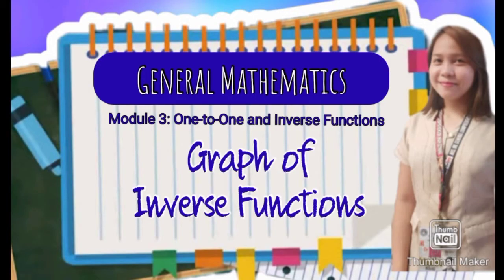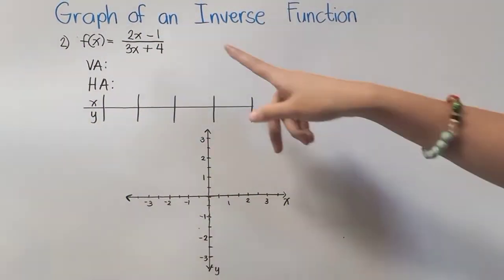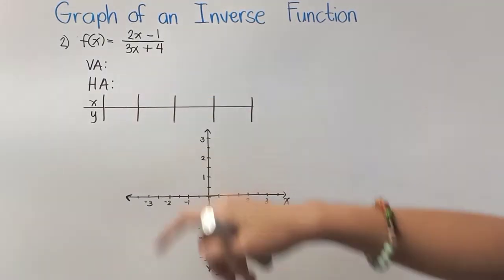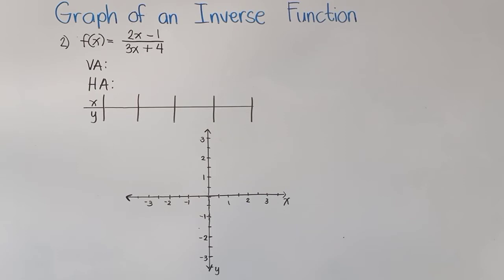This is the second part of graphing inverse functions. We have here the function f of x is equal to 2x minus 1 all over 3x plus 4. Since this is a rational function, we have to get the vertical asymptote and the horizontal asymptote.